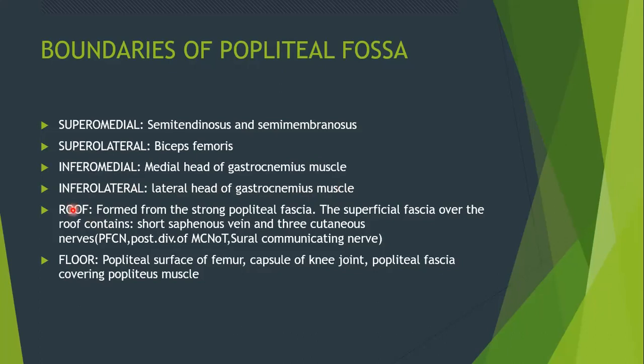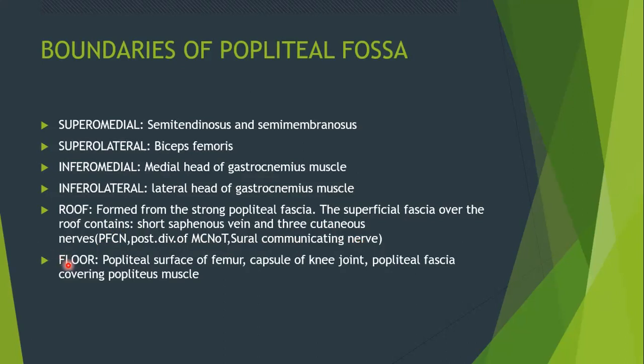The roof is formed by the strong popliteal fascia, and the superficial fascia over the roof will contain the following structures. The short saphenous vein, which will pierce the roof to drain into the popliteal vein, and the three cutaneous nerves: the posterior femoral cutaneous nerve, the posterior division of the medial cutaneous nerve of the thigh, and also the sural-communicating nerve, which is a branch from the common peroneal nerve.